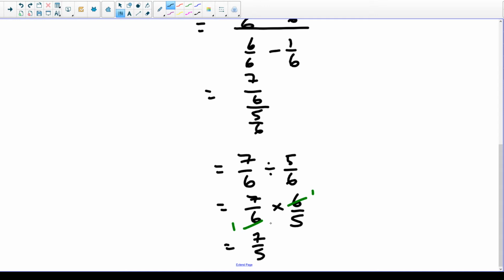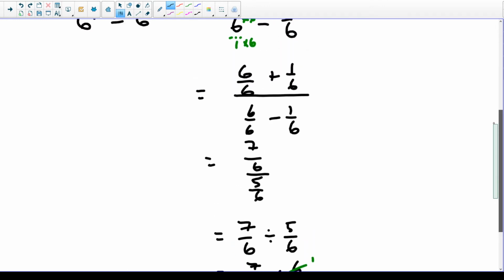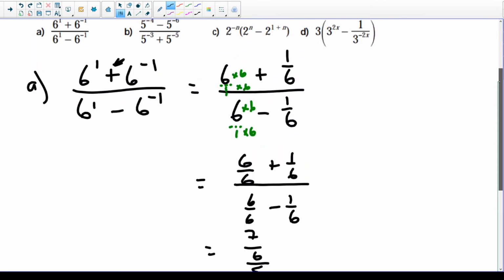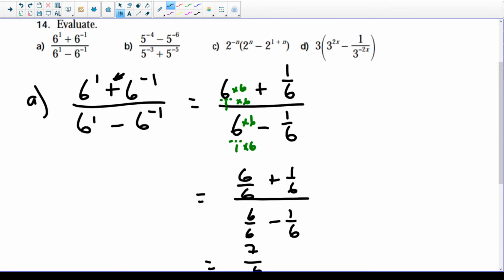Without having to multiply top times top and bottom times bottom and going through that rigmarole and then having to find a simplified fraction, simplifying on the way makes things a lot easier. Okay, so those of you that were struggling with the fourth question of the entry card, that question B is actually a little bit more complicated, but not by much. It's just that the numbers are bigger.